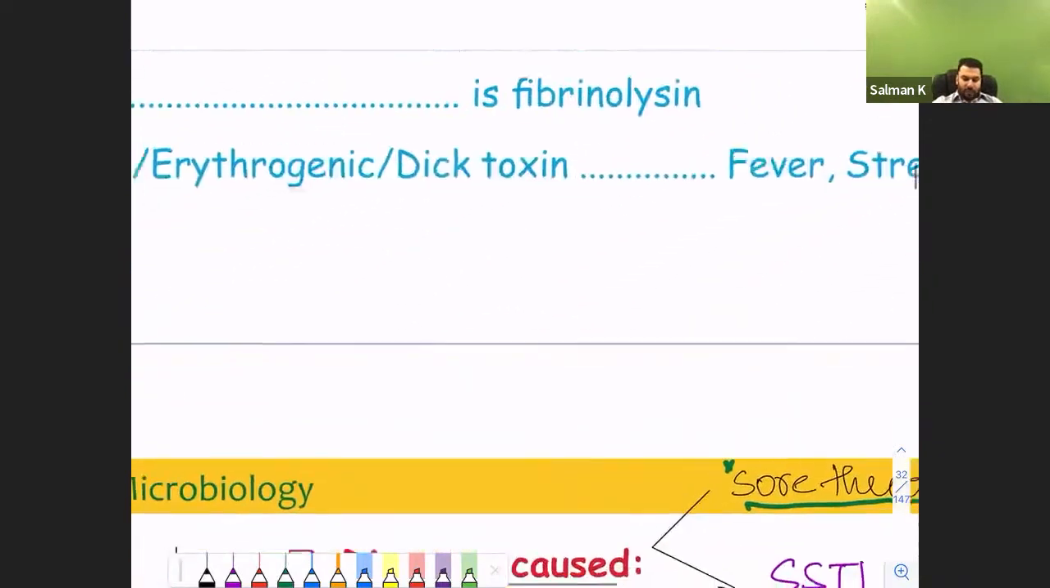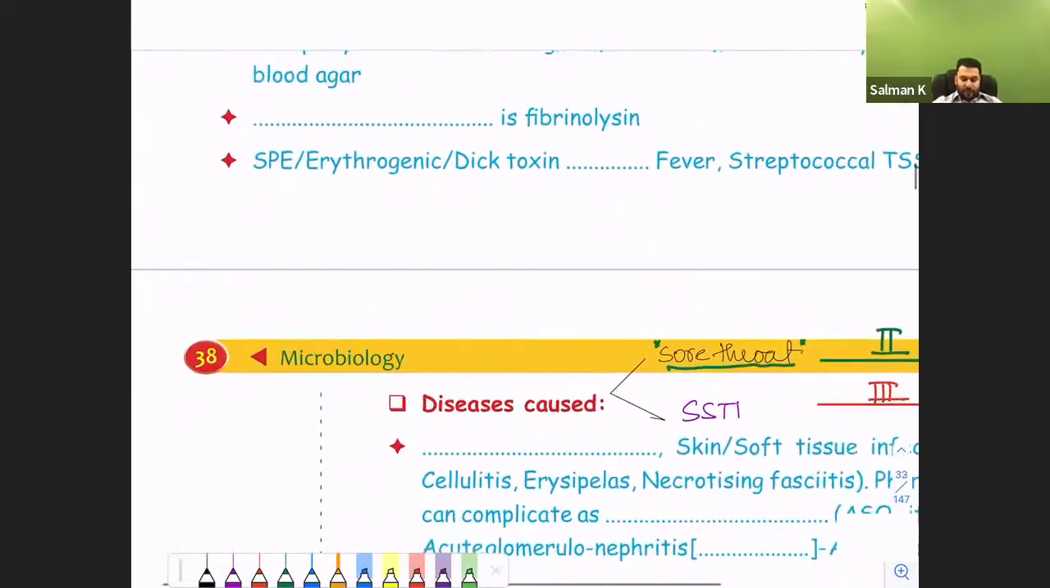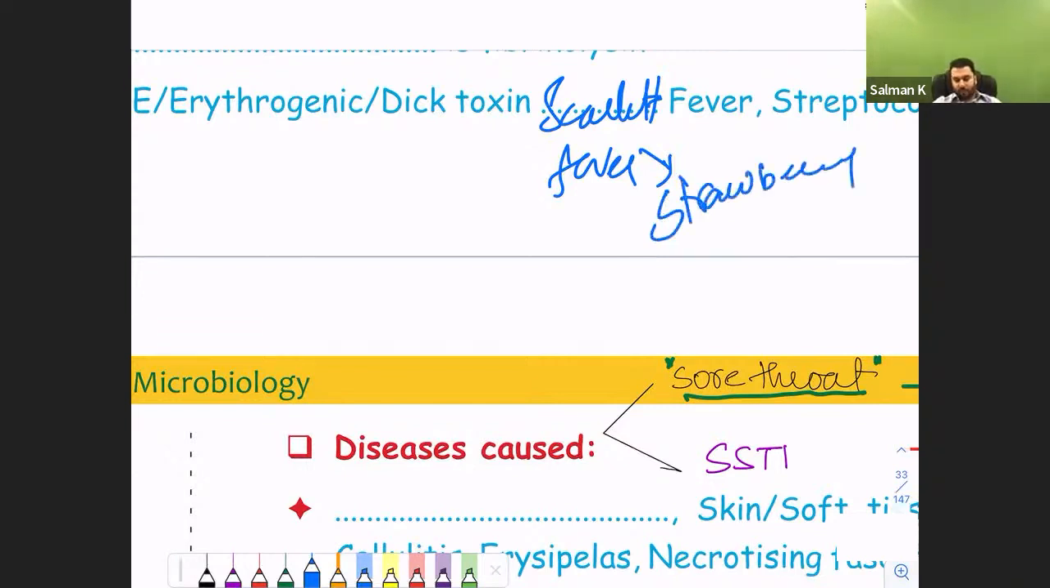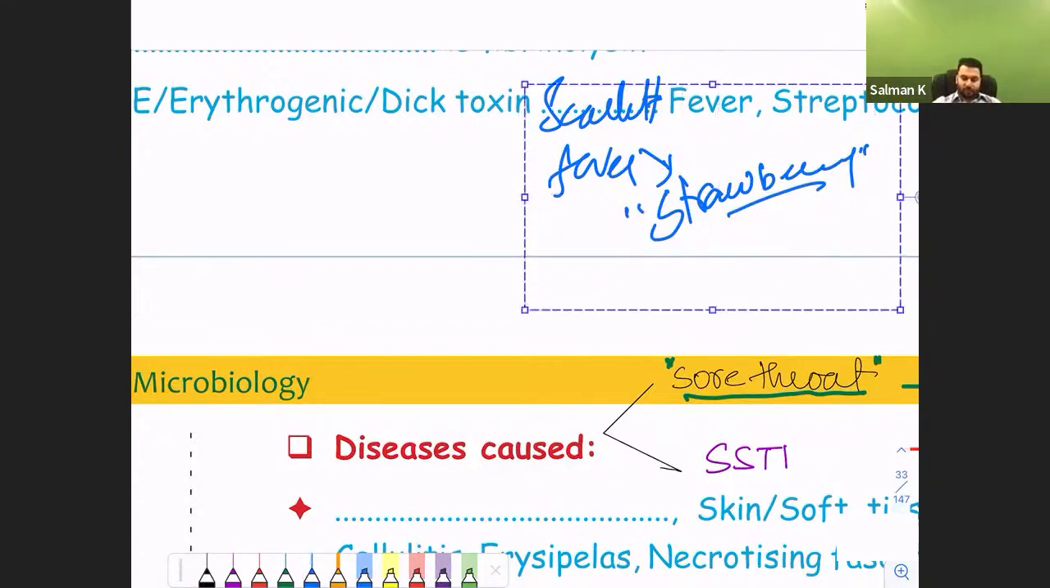Now, a very important thing that you should pay attention to. Scarlet fever is also caused by this organism. Scarlet fever is going to present as what? It's going to present as basically strawberry tongue. So that's about this.